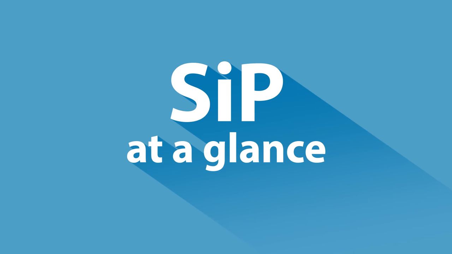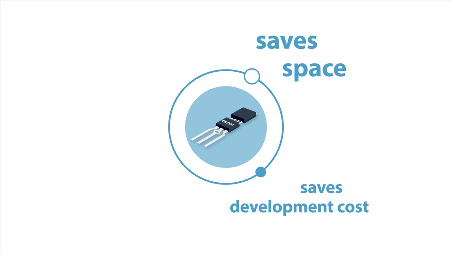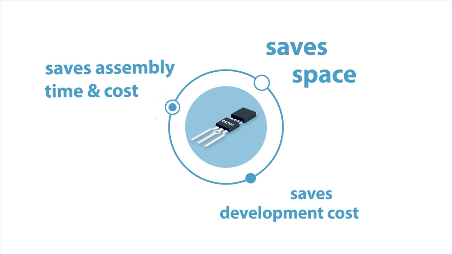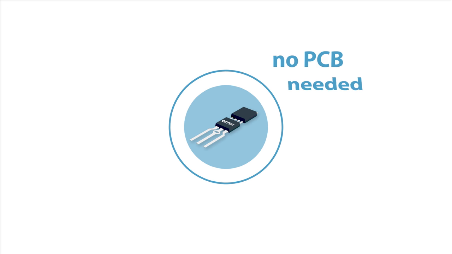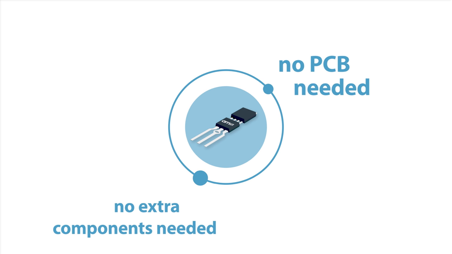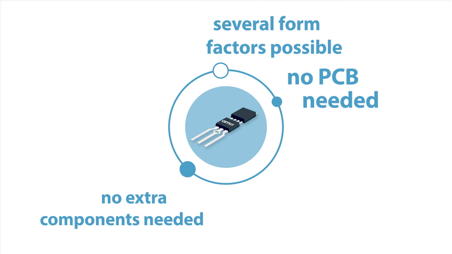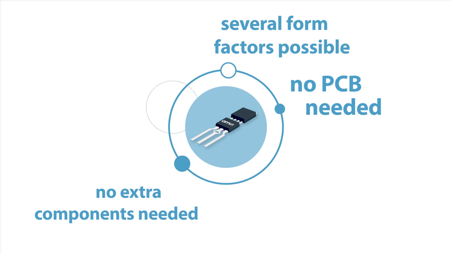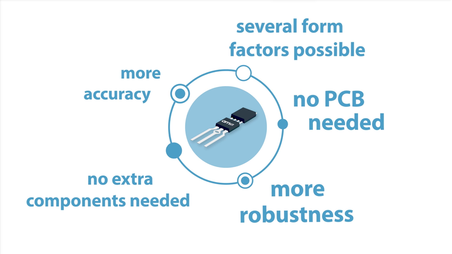In summary, a system-in-package helps you save space for your product design and also saves time and cost in development. Moreover, it reduces the overall bill of materials costs. It needs no PCB and no extra components. It's easy to install and it makes several form factors possible. Furthermore, a system-in-package makes the system more accurate, robust, and resistant to corrosion, wear, and aging.